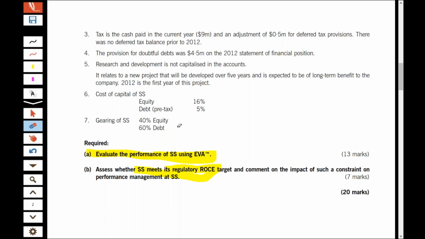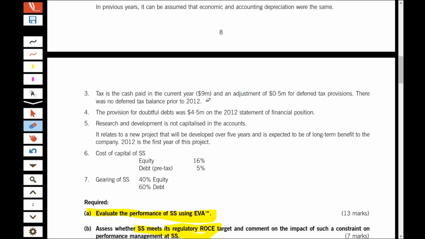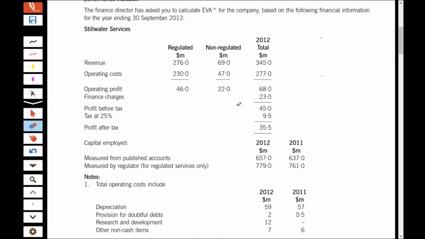Now, let's discuss. Basically, it says that Still Water Services has revenue of 345 million and operating cost of 277. So it has an operating profit of 68. And then there is finance cost of 23. Resultingly, the profit before tax of 45 is there. The tax at the rate of 25% is 9.5, and then the profit after tax is 35.5.